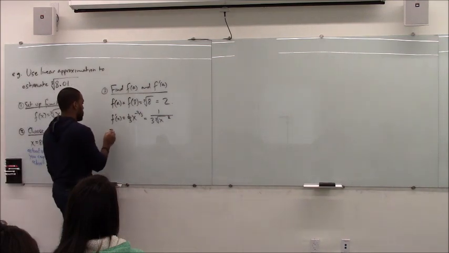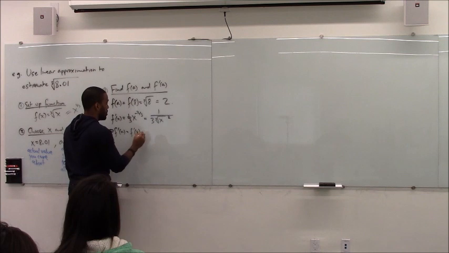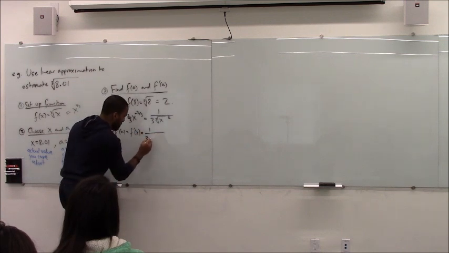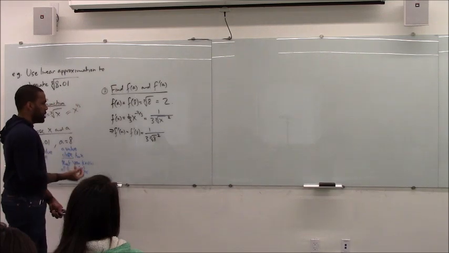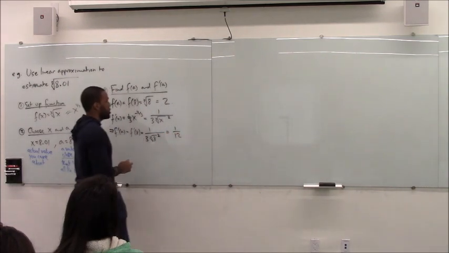And so now, if you want to find your f prime of a, well, that's just f prime of 8. That's going to be 1 over 3 times the cube root of 8 squared. Cube root of 8 is 2. You square that, you get 4. Multiply by 3, you get 12. So that's 1/12.